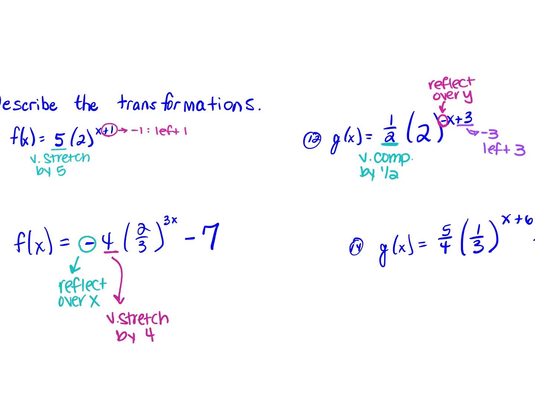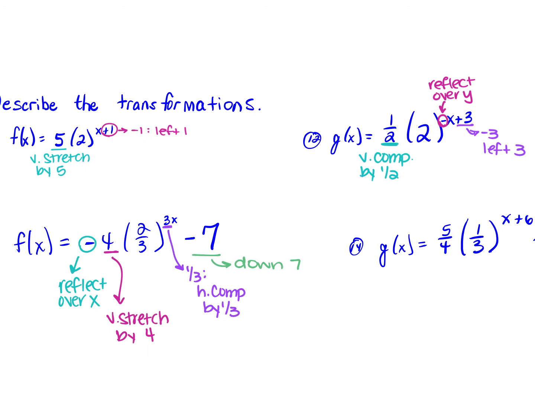Next, you move to your power. That power is 3x, because the 2/3 is your base, you don't work with it. Leave it alone. The 3 that's in front of your x, take the reciprocal of that. It's 1/3. 1/3 is less than 1 but greater than 0. So that's a horizontal compression by a factor of 1/3. Lastly, you have that minus 7. The minus 7 just tells you that you go down 7 units.